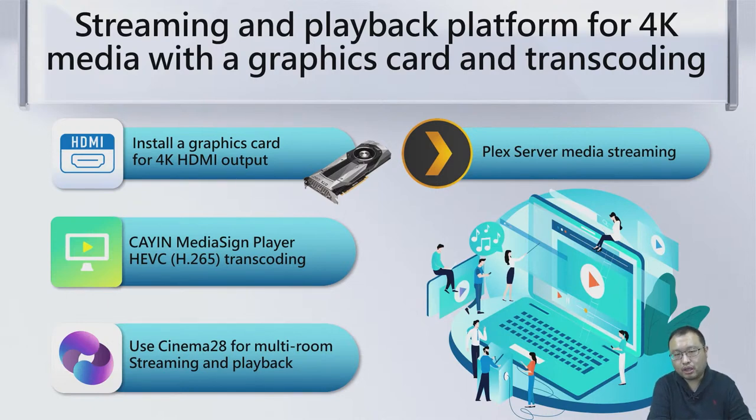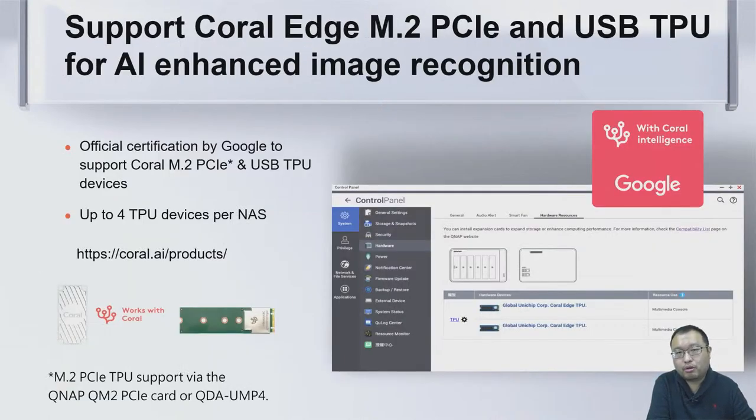If you are doing some AI, for example, facial recognition, then our NAS can also support the Coral TPU. With Coral TPU, the QNAP application has been certified by Google officially, so you can purchase these TPUs locally in your area. We support the USB interface and the M.2 PCI interface. USB can be plugged into any USB port on the NAS, and M.2 PCI can be supported through the QNAP PCIe adapter or the QTA UMP4 adapter. The NAS can support up to 4, so the performance can be greatly enhanced.